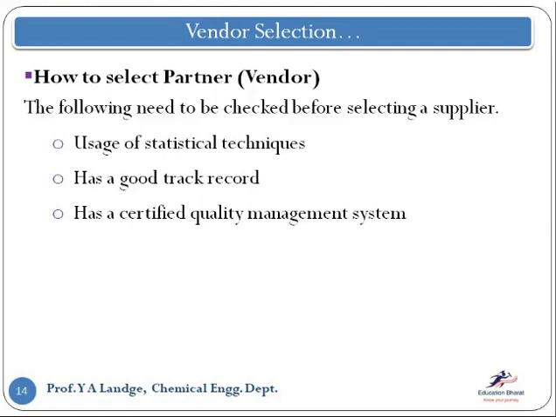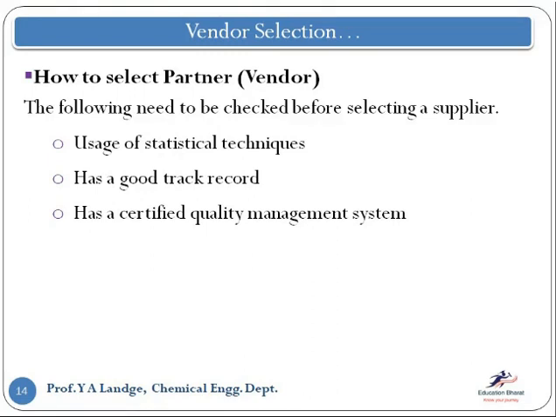Now this is again important, because one product may be manufactured by different companies. For example, a battery. The battery is required for a mobile. Now the battery is made by different companies. But what is the quality? Certification is very, very important. We call it ISO 9000, a quality standard.